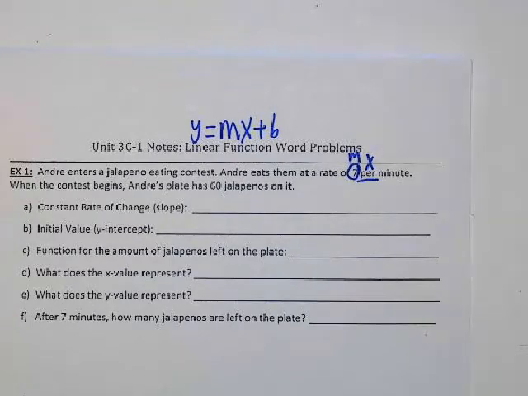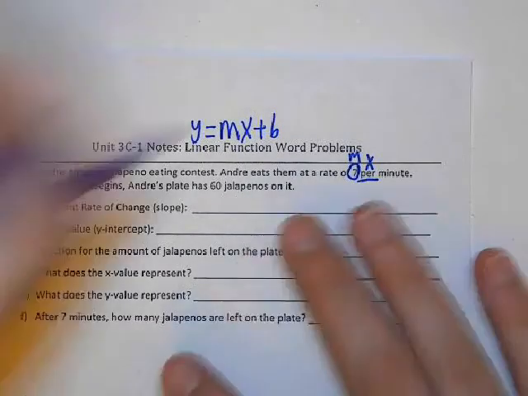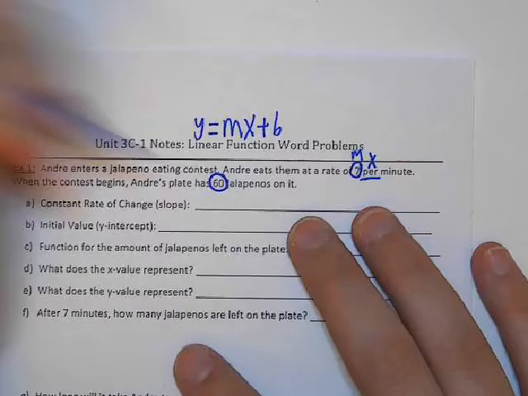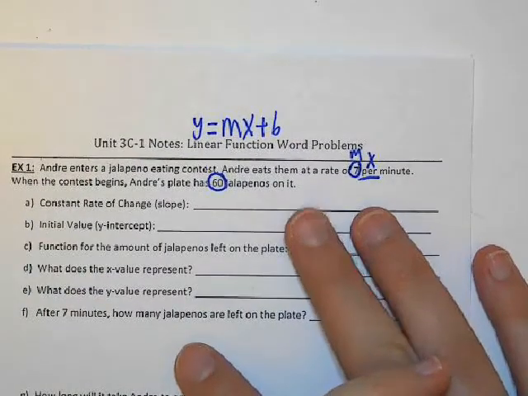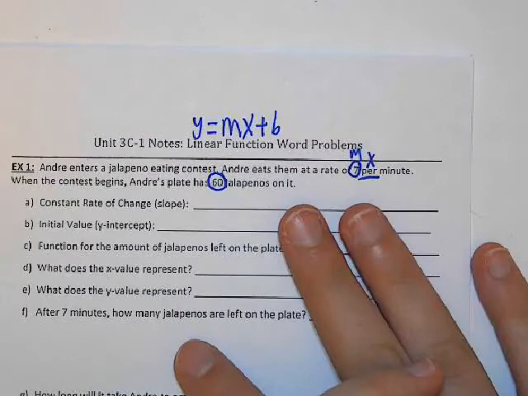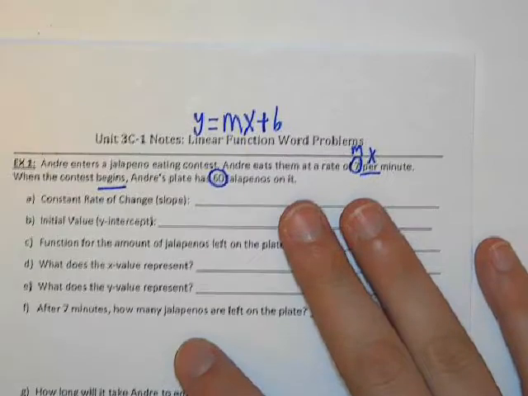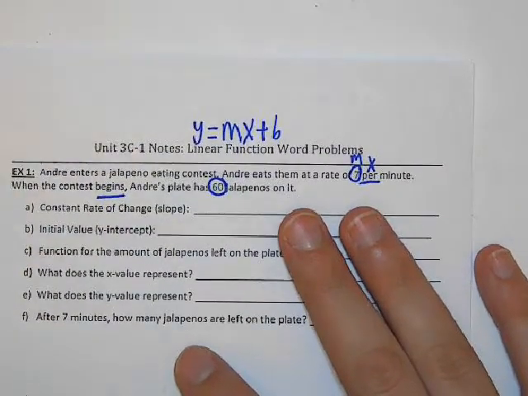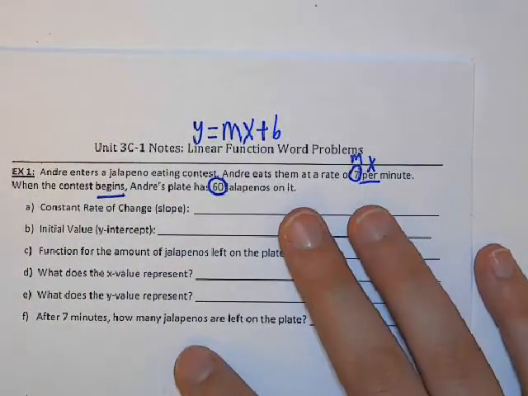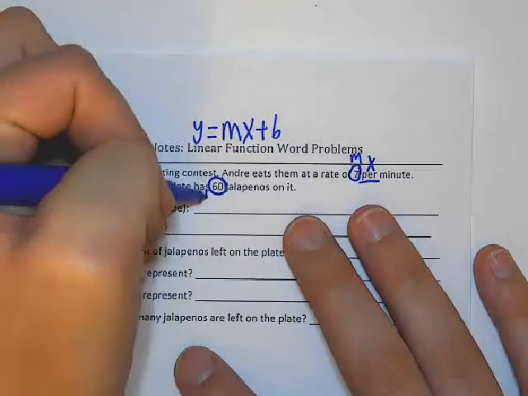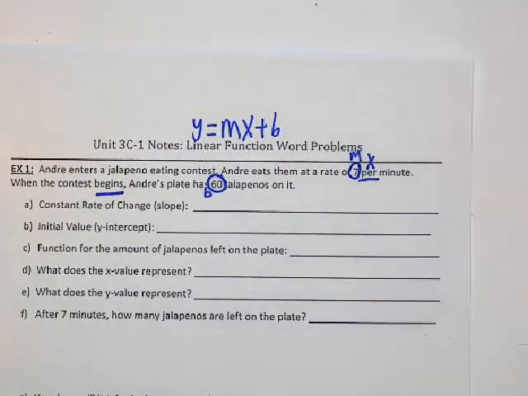When the contest begins, Andre's plate has 60 jalapenos on it. So what's important? 60. What's another keyword? Begins. What does begins mean? Starting amount. So what letter is my initial value? B. So 60 is going to be my b because it's my initial value. That's where I start.